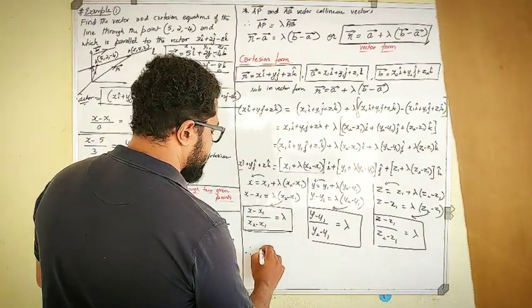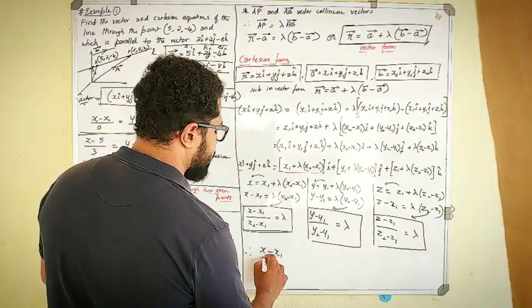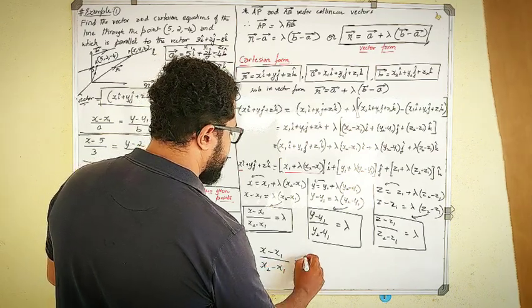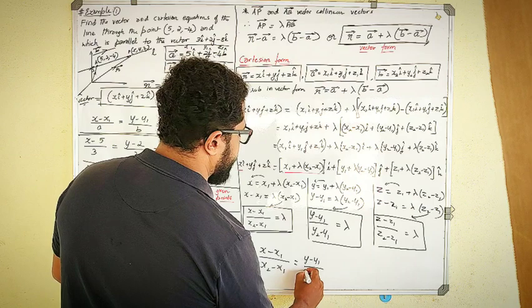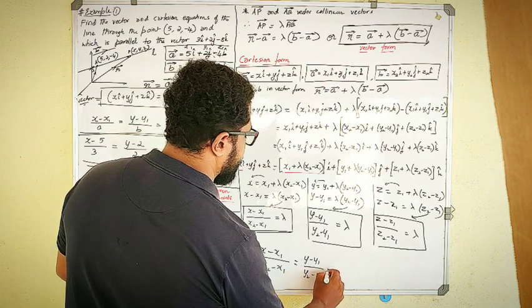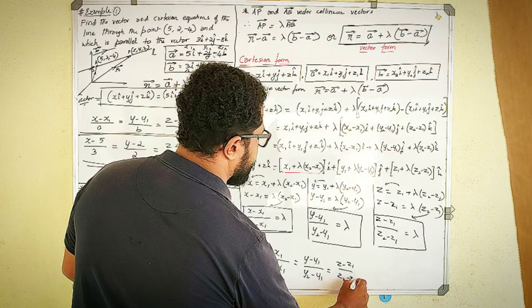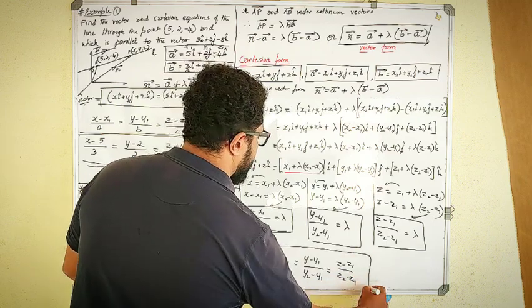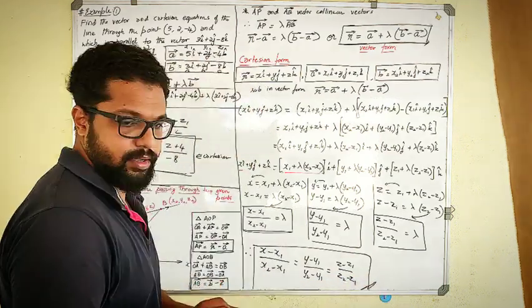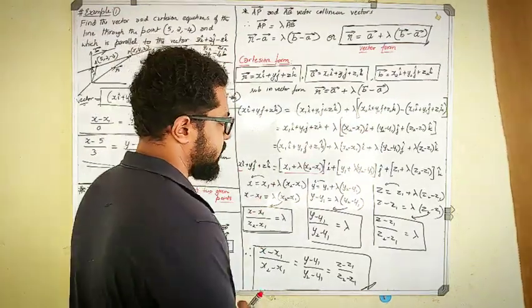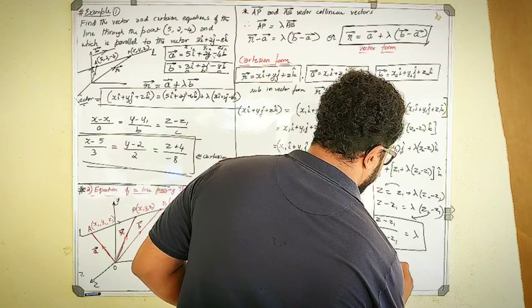Therefore, the Cartesian form of this equation is x minus x1 divided by x2 minus x1 is equal to y minus y1 divided by y2 minus y1 is equal to z minus z1 divided by z2 minus z1. So this is the Cartesian form of my derivation or equation. Vector form is right there, and this is the Cartesian form.